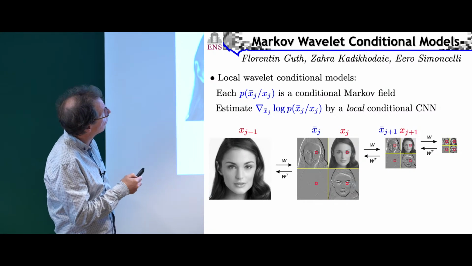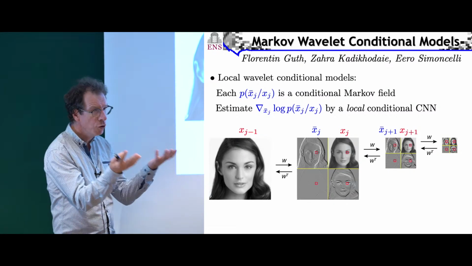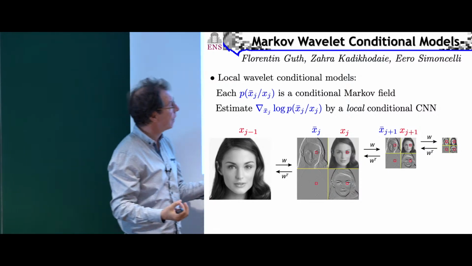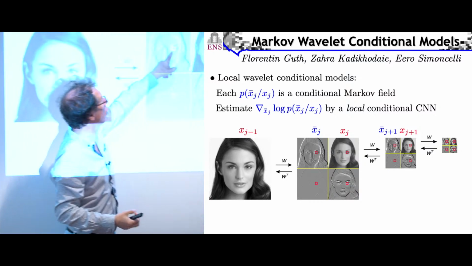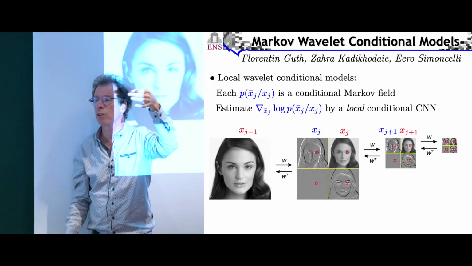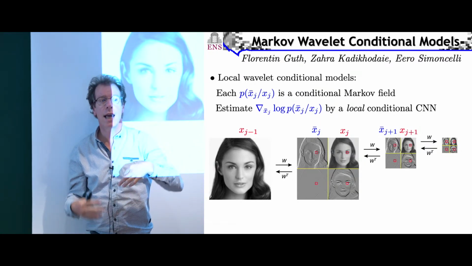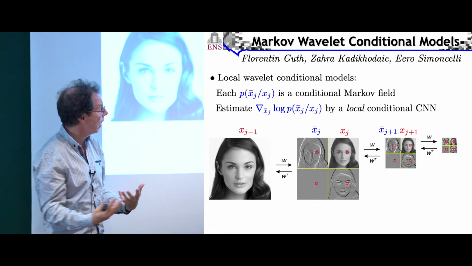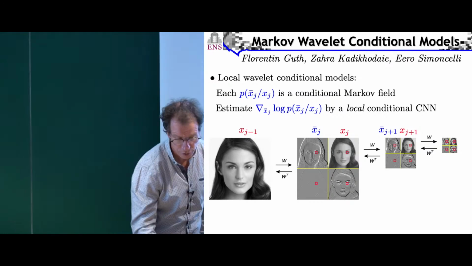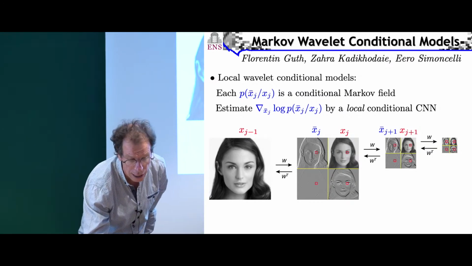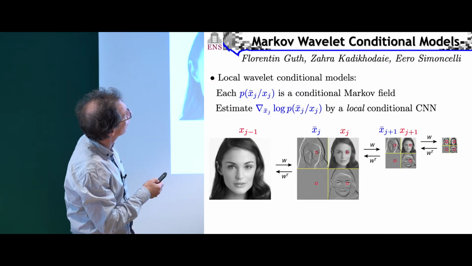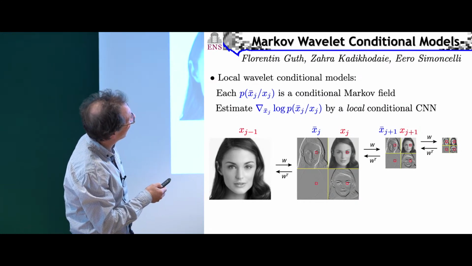And the log probabilities, because you know that it's a local field, you can model it again with a neural network whose receptive field is small, in other words, all the calculations are going to remain completely local. And that speeds up the calculation a lot, and it makes the properties of the model simpler to analyze. And that's the work that was done by Florentin, Zahra Kadkhodaie, and Eero Simoncelli.